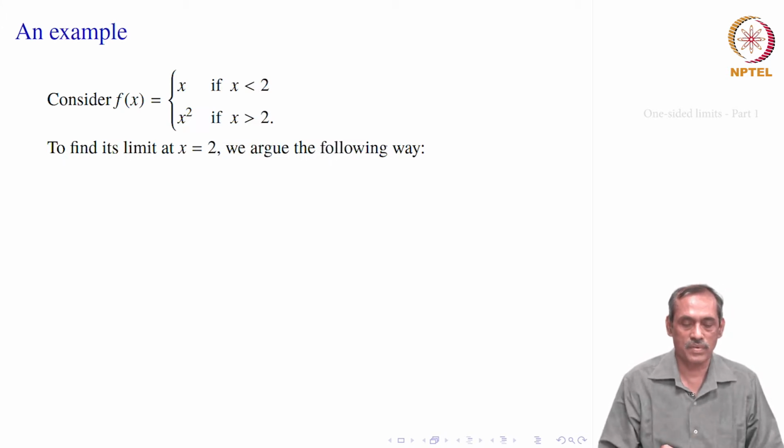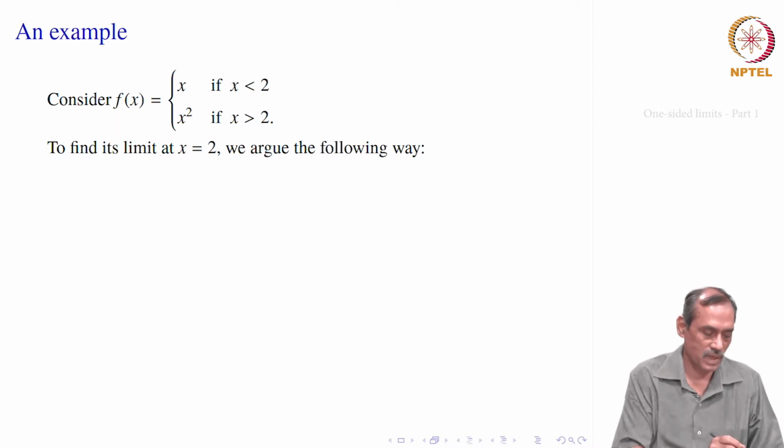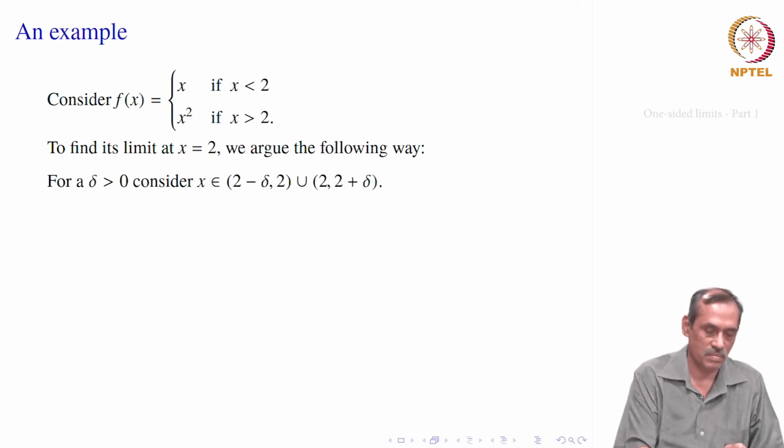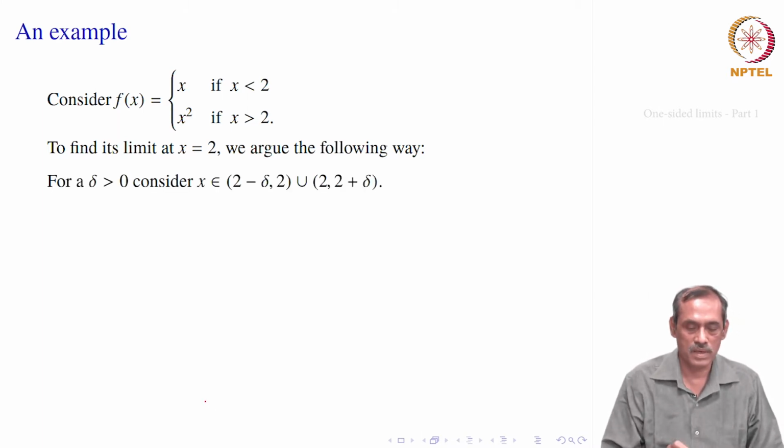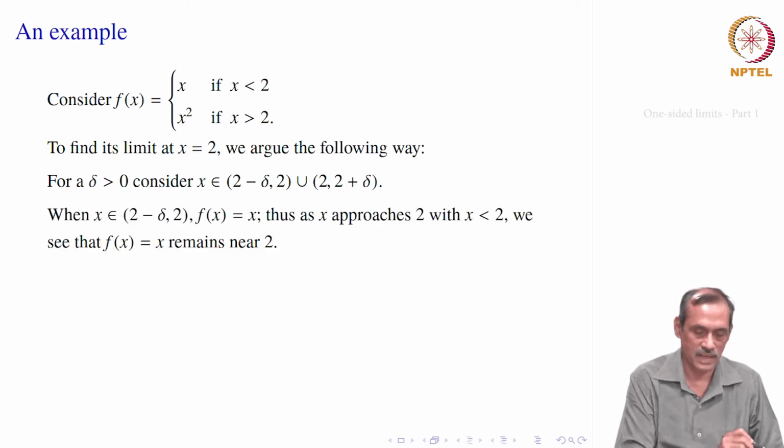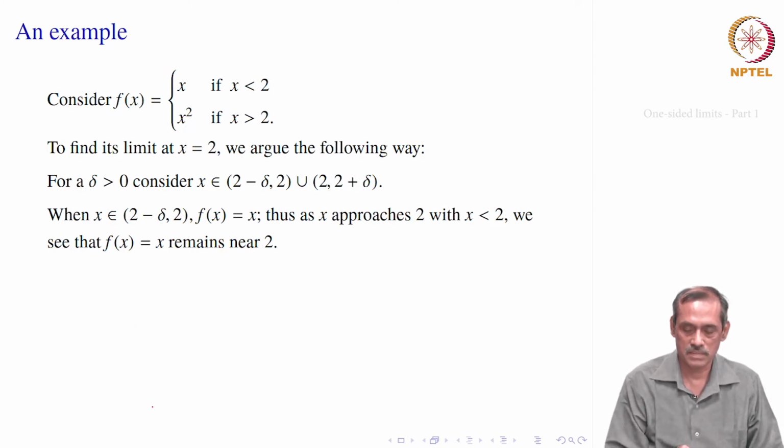So, we are required to find its limit at x equal to 2. So, usually when you go for the limit, we will be arguing the following way. We consider some interval around 2, leaving that 2. So, it is 2 minus delta to 2 on the left side and 2 to 2 plus delta on the right side. When x belongs to the left delta neighborhood, 2 minus delta to 2, f x is equal to x. That is how it is given.